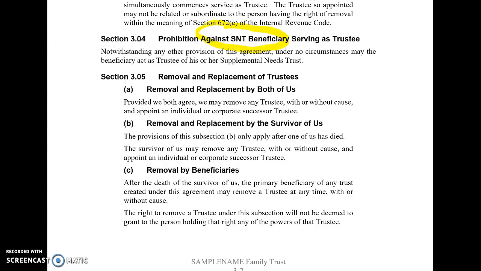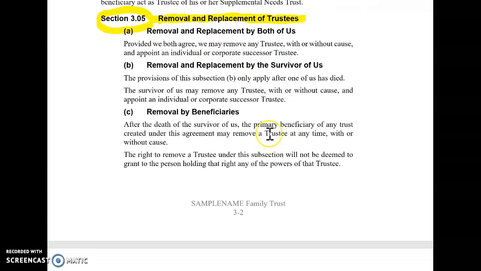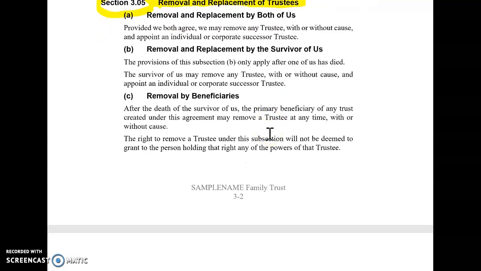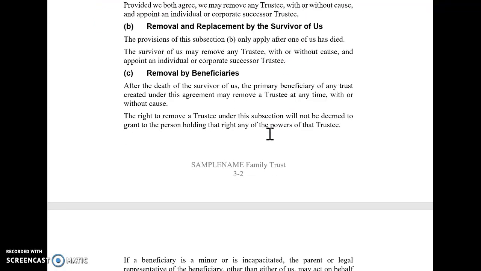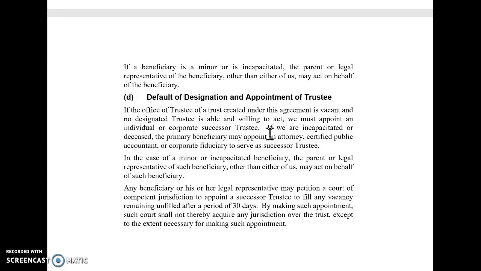Now, what if someone needs to be removed as a trustee? That's what Section 305 is about. This is how we're going to deal with the problem of replacing trustees, removing them. And it's pretty simple here. We can remove anyone at any time. Beneficiaries can remove them at any time as well. And we can always change these rules when necessary. But at this point, in this particular family, this makes sense.